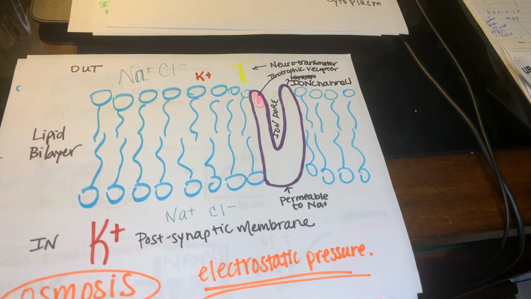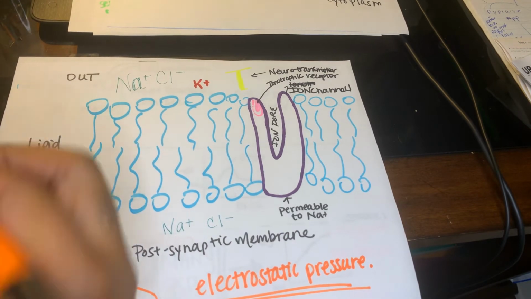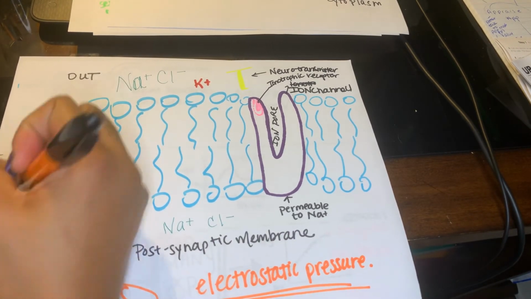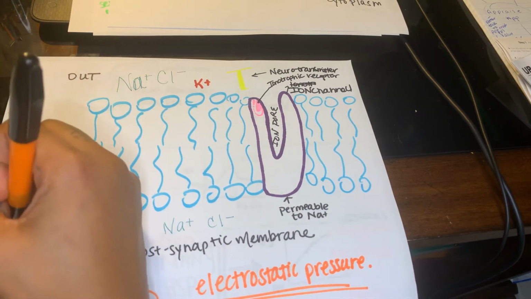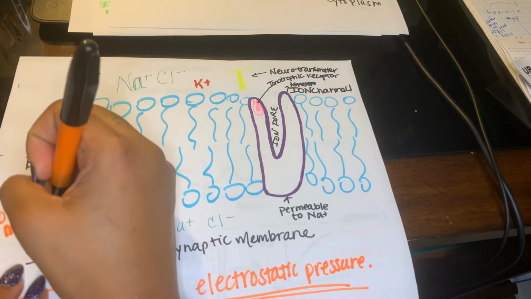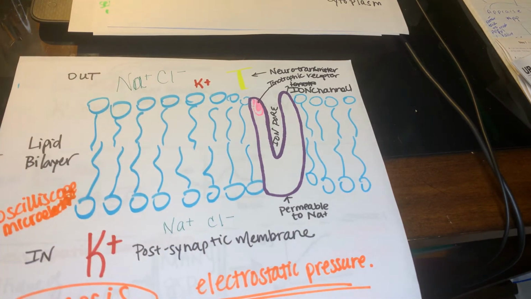The only way, again, to measure this movement is through an oscilloscope that also has micro electrodes hooked up to the postsynaptic membrane.